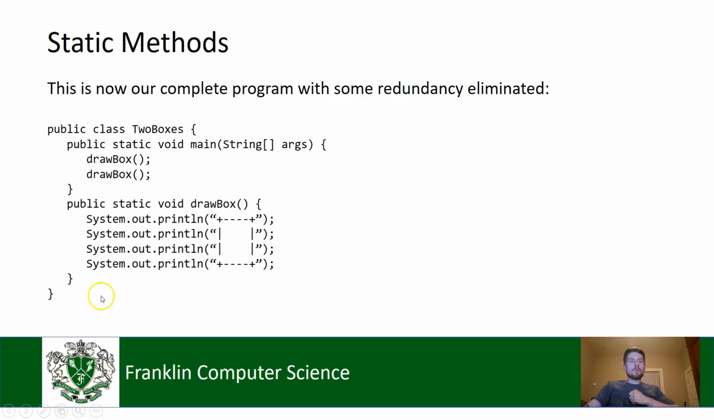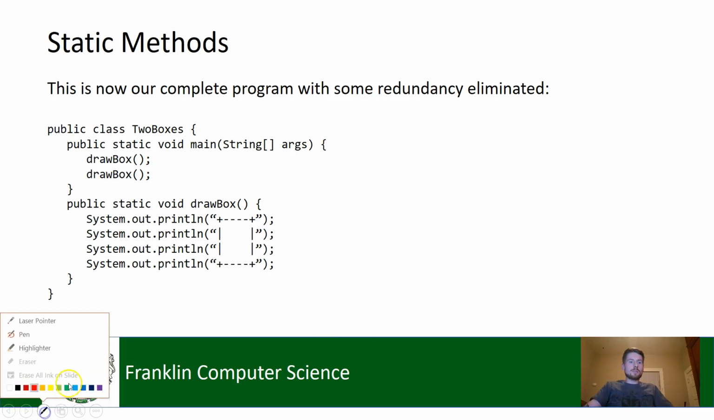A thing to note is where this method lives inside the class. It is inside the class. Everything is inside the class except for just a few exceptions. So our method, drawBox, lives in the class, 2 boxes, and it's adjacent to the main method. What I mean by adjacent? Well, it's not inside the main method, right?